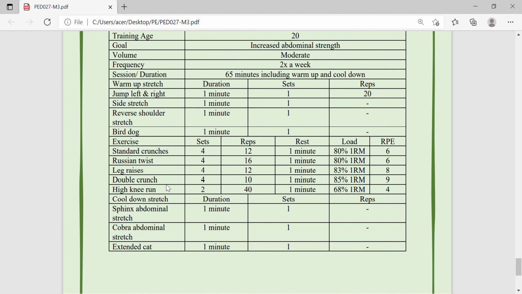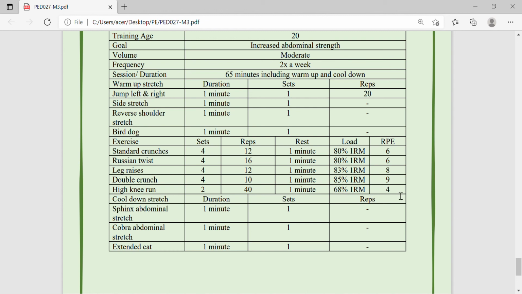Last exercise would be the high knee run. This is a cardio-intensive exercise. It engages the core, strengthens all muscles in the legs, and improves momentum, coordination, and flexibility. It will be done for 40 repetitions with 2 sets and with a minute rest. A load of 68% of 1 RM, and a rate of 4.